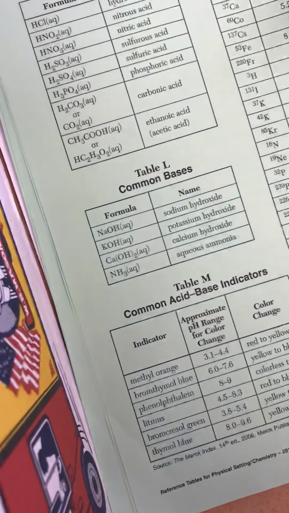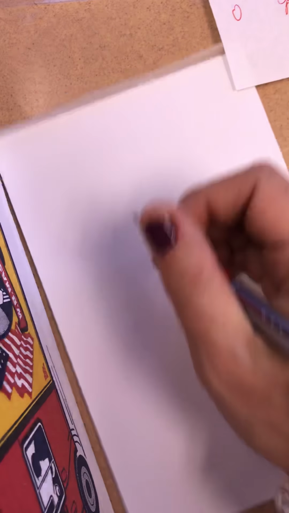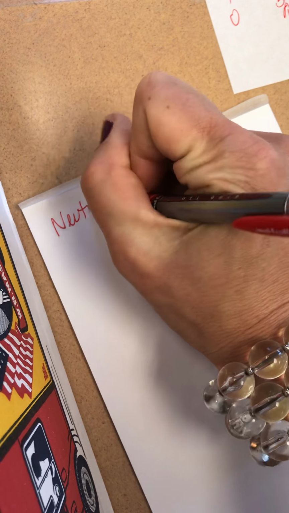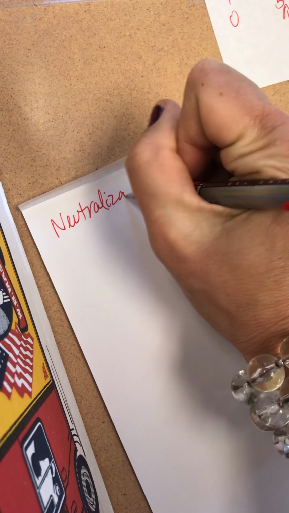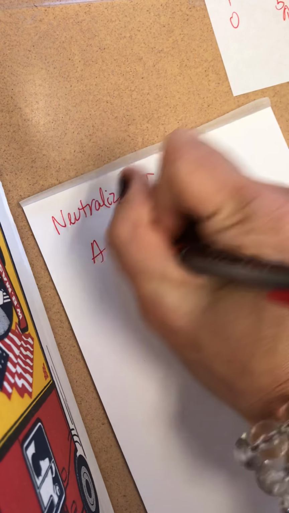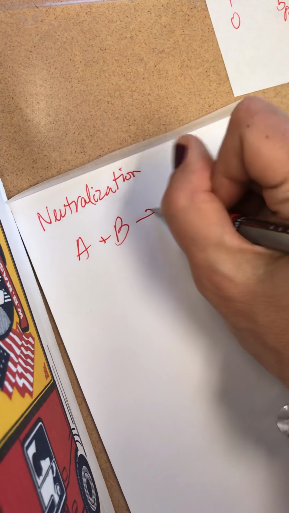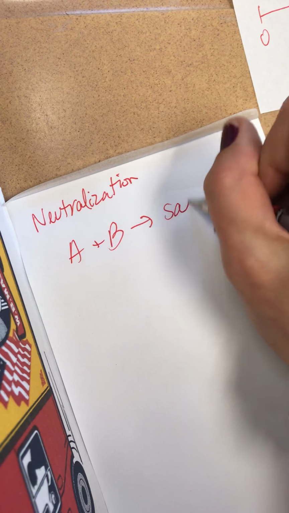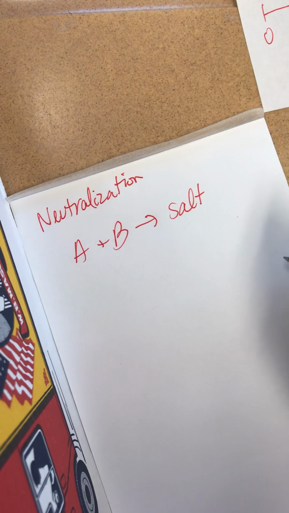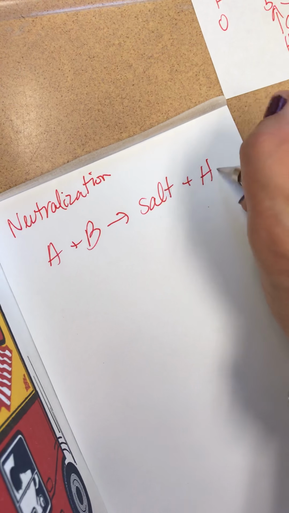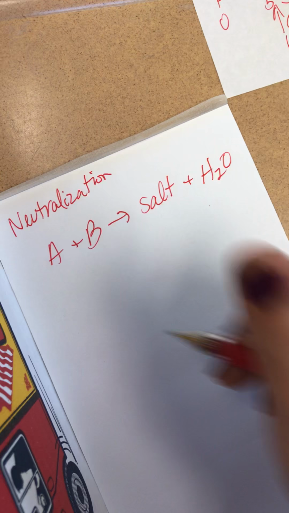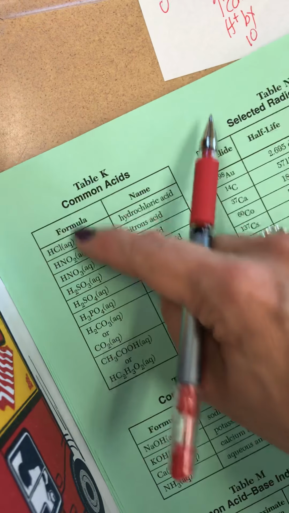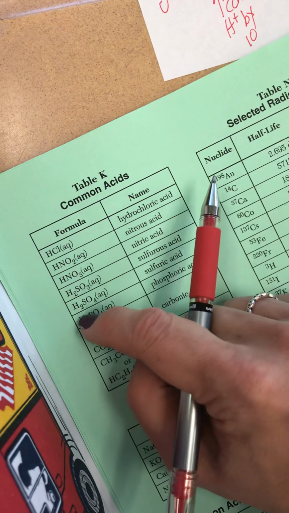All right, and then the last thing I want to do with acids and bases are neutralization reactions. So when you neutralize something, you are taking an acid plus a base. When neutralizing, you always have the same two types of products. You're always going to make some ionic compound, we call that a salt, and water, H2O. So let's try some acids and bases. We can go to table K. Here are some common acids.